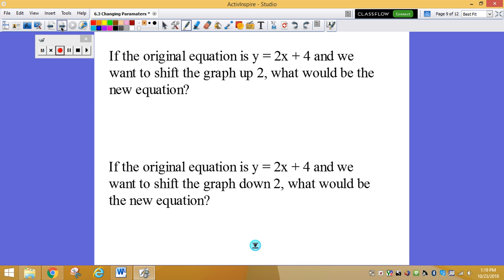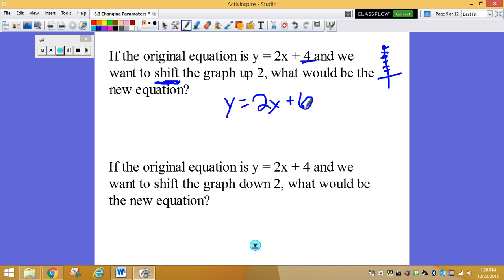Okay, so let's look at this. Your original equation is y equals 2x plus 4. And we want to shift the graph up 2. So shifting, here's what you need to remember. Shifting changes the last number. So my first part is going to stay y equals 2x. But if I'm at 4, right, I'm on my y-axis, 1, 2, 3, 4, and I want to go up 2, what would be my new number? So if I'm at 4 and I go up 2, my new number is going to be at a +6.